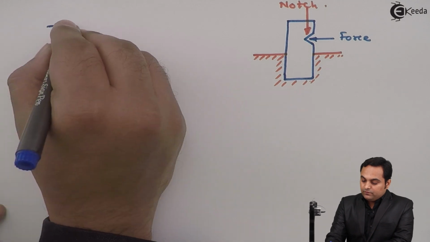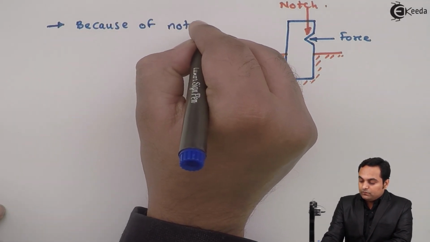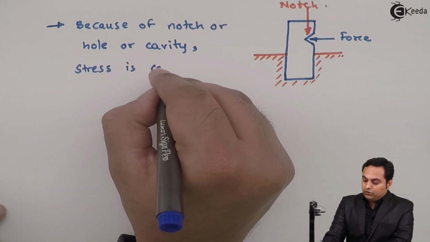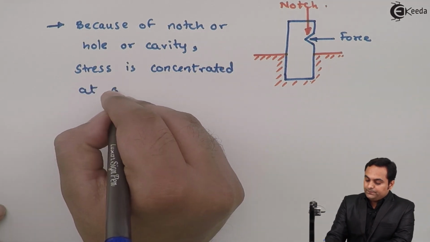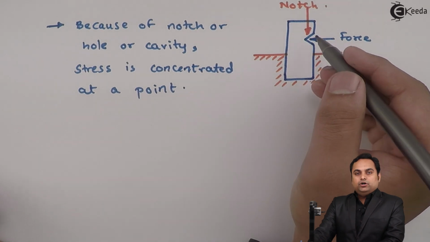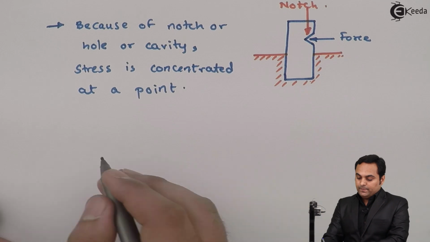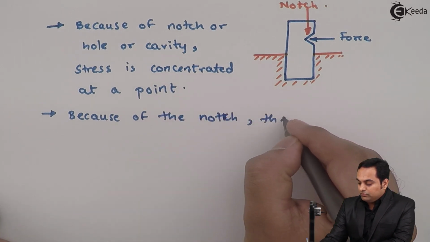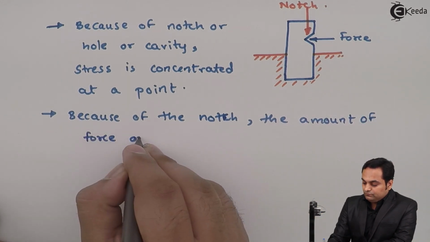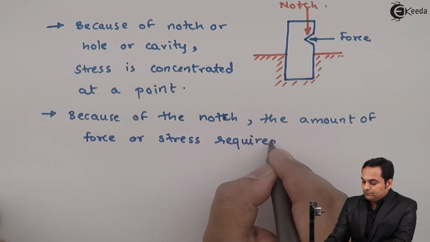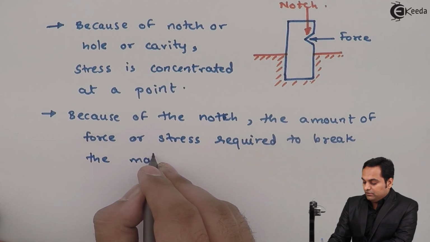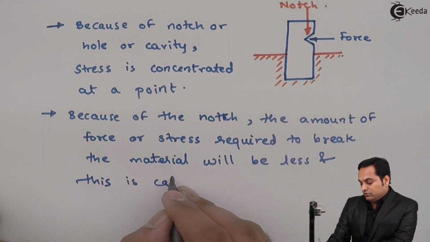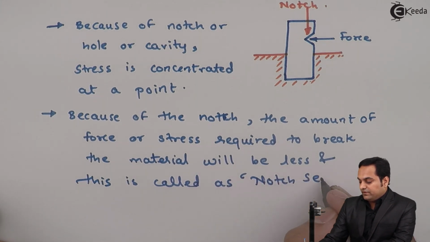So I can say that because of a notch or hole or cavity, stress is concentrated at a point, that is, because of the notch or a hole, here stress will be concentrated at this point, and because of the notch, the amount of force or stress required to break the material will be less, and this is called as notch sensitivity.